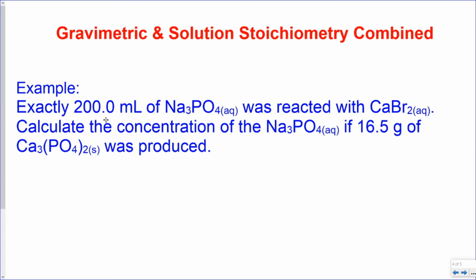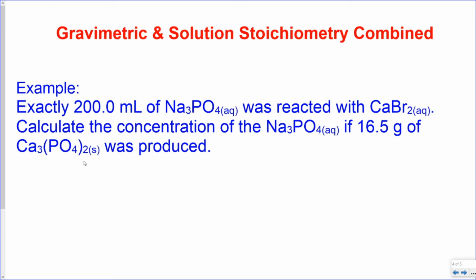So it says exactly 200 milliliters of sodium phosphate, PO4, that's phosphate, right? I better check that. PO4 phosphate, yeah, sodium phosphate was reacted with calcium bromide. Calculate the concentration of sodium phosphate if 16.5 grams of calcium phosphate was produced.